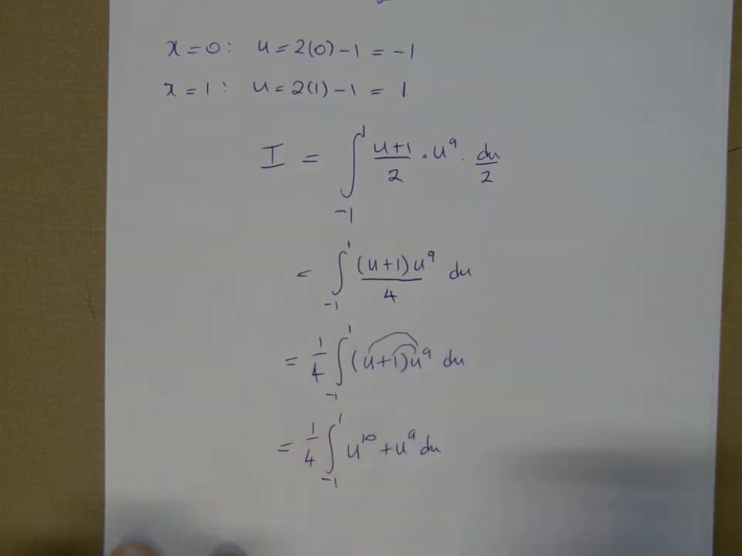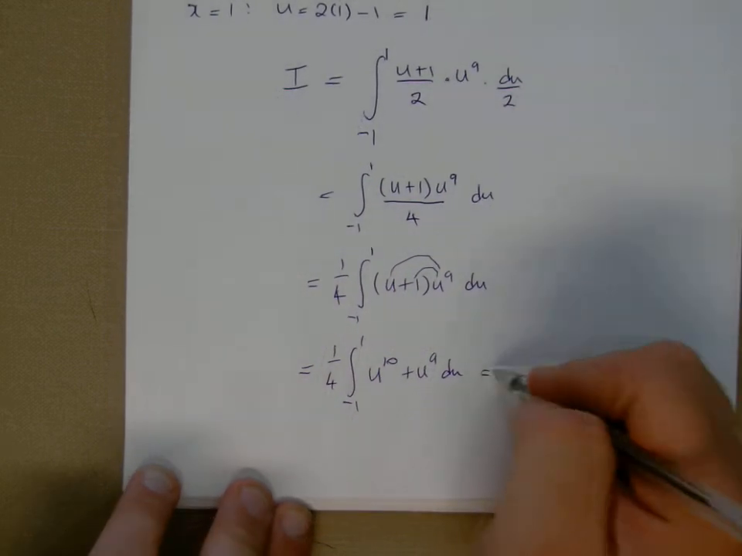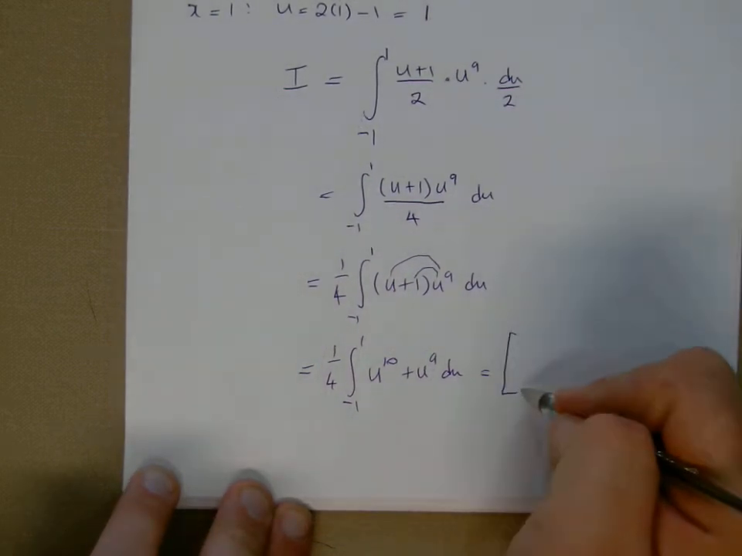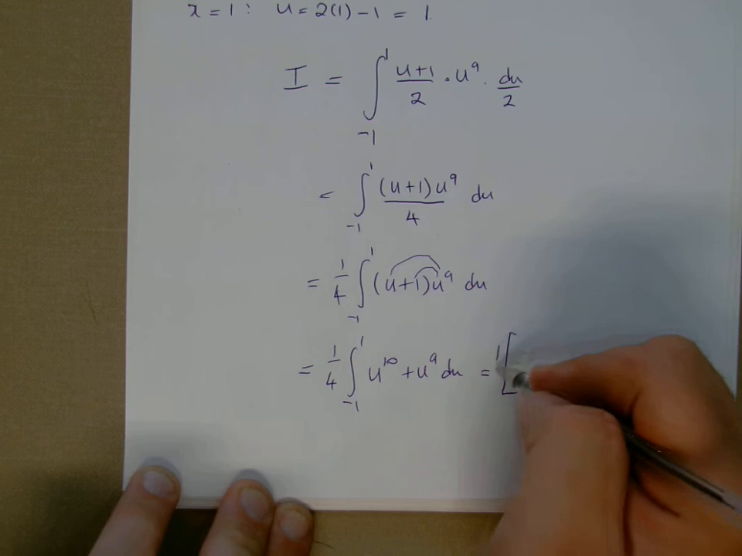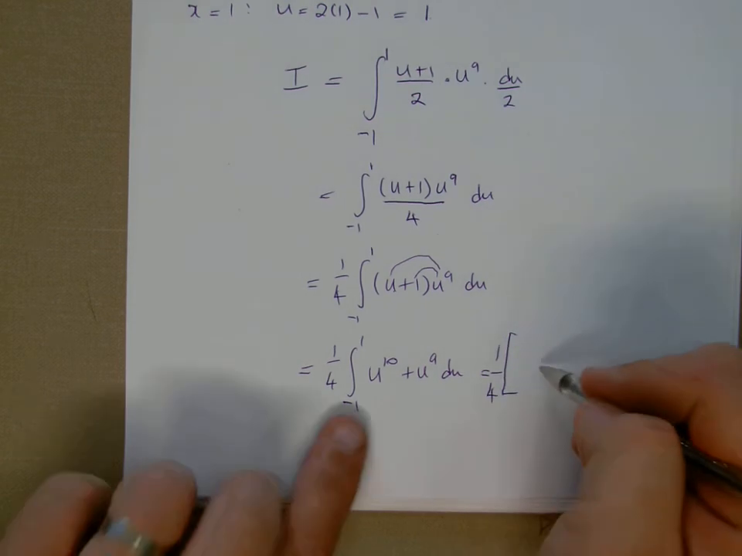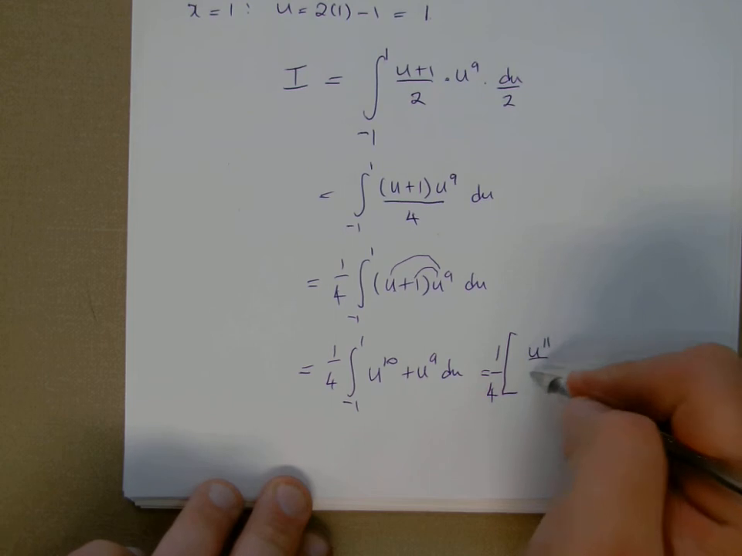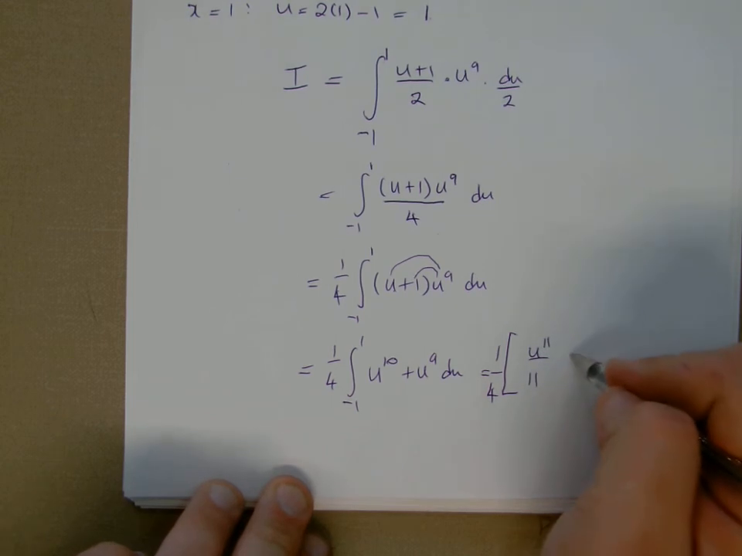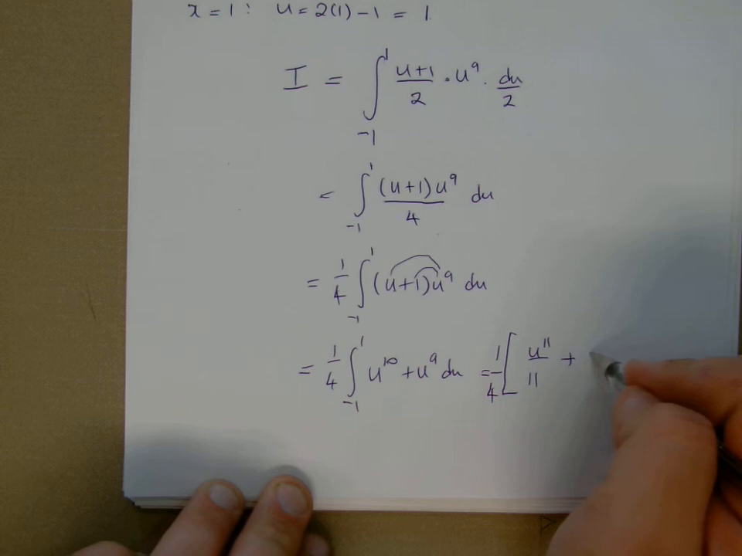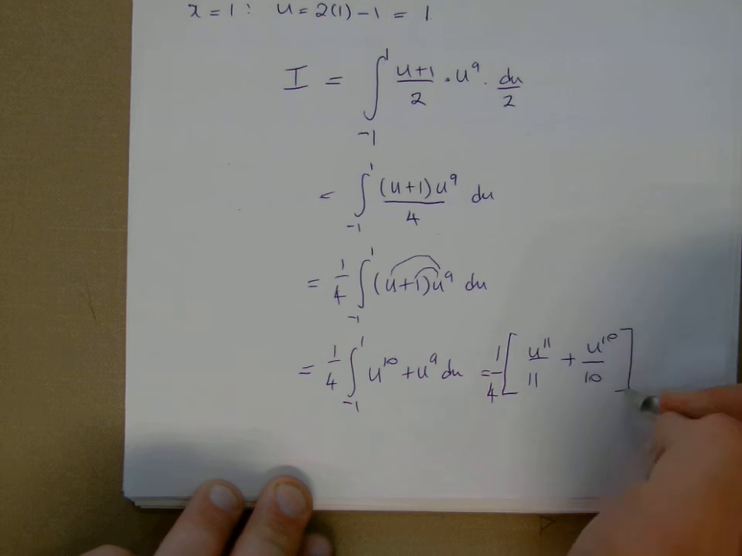And then integrating that is really simple. Square bracket, of course, because we're going to put limits. And don't forget the quarter outside. u to the 10 becomes u to the power 11 over 11. So you increase the power by 1 and divide by that new power. u to the 9 becomes u to the 10 divided by 10. Close the square bracket and then between 1 and minus 1.